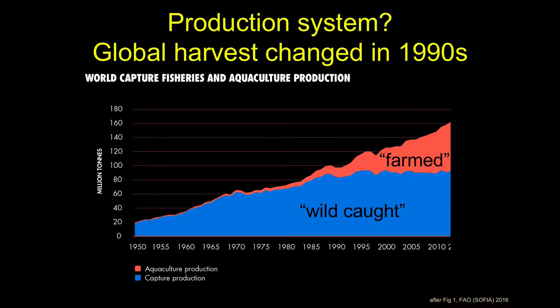What's really going on is since about the 1990s, we've stalled out, right? So we're not bringing any more fish in from the wild. All that new protein, all that additional capacity is coming from the aquaculture and mariculture folks. So it's going up because of fish farming. Fish farming is a growing component of our seafood.